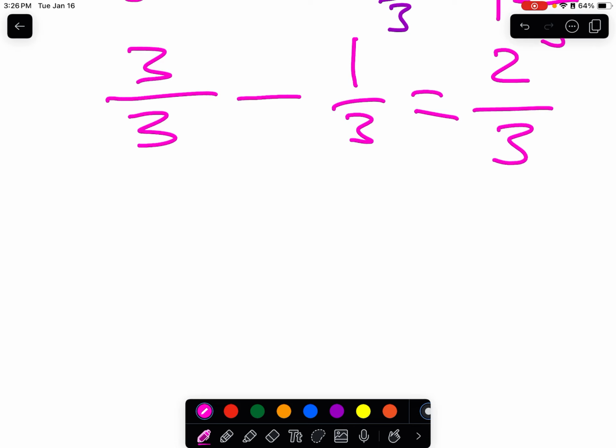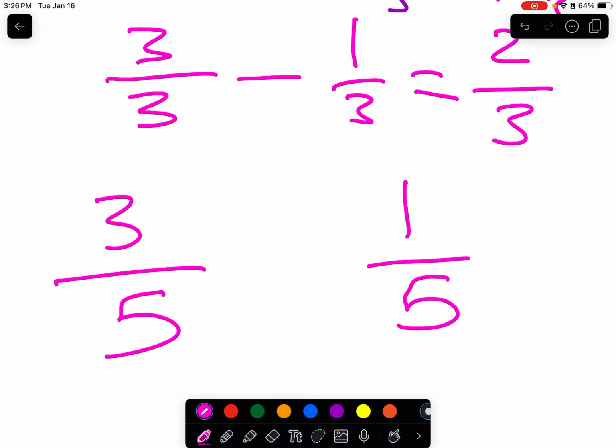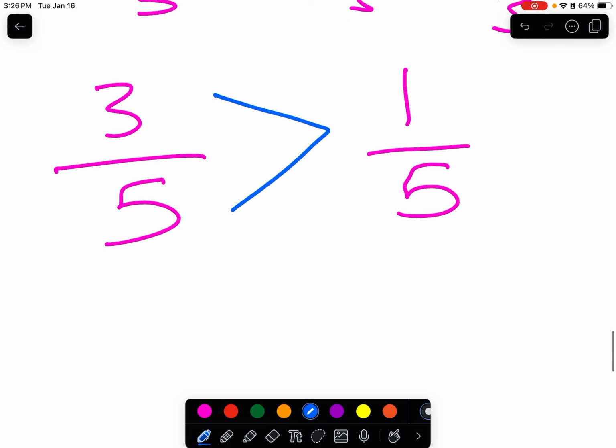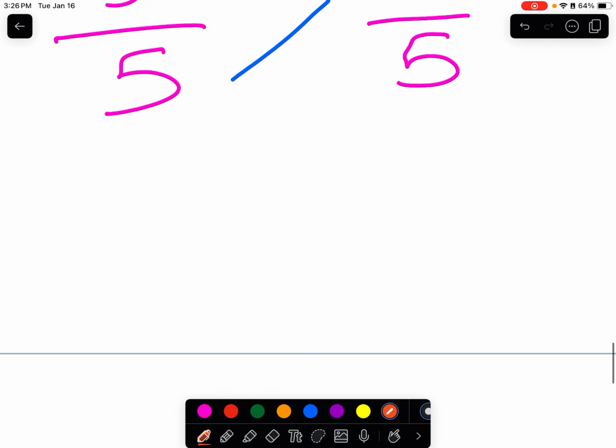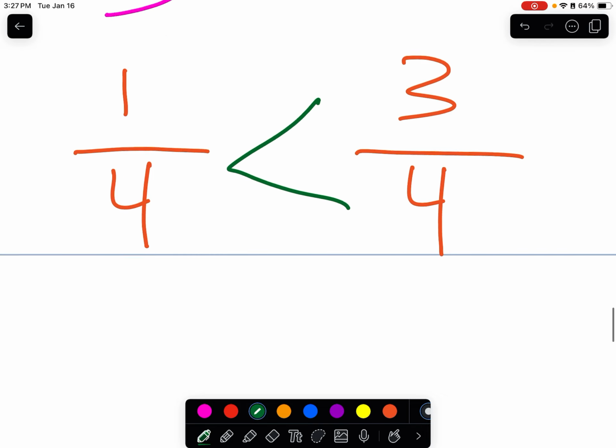And guess what? It also works the same with comparing fractions. Let's say I have 3/5 and I have 1/5. Well, the numerator that is larger or greater than the other numerator is going to be the larger fraction. Another example of that would be 1/4 or 3/4. Which one is bigger? Well, here we see that 3 is bigger than 1. So 3/4 is in fact bigger than 1/4.